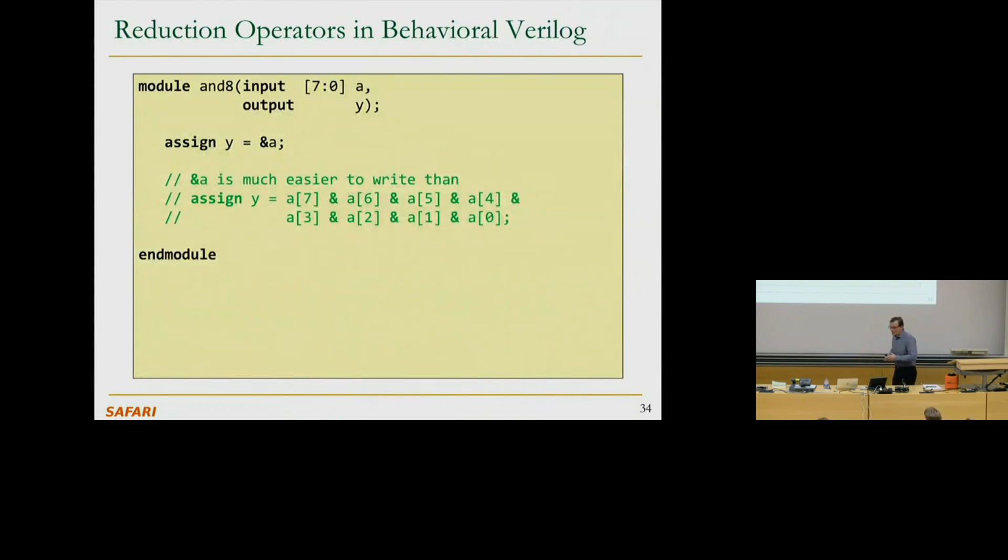Okay, so you can also have reduction operators. This is an example. Basically, this is the AND of all bits of A. Remember, you see that A is an 8-bit bus. Basically, you AND all of the bits. It's much easier to write than this one, clearly. Right?